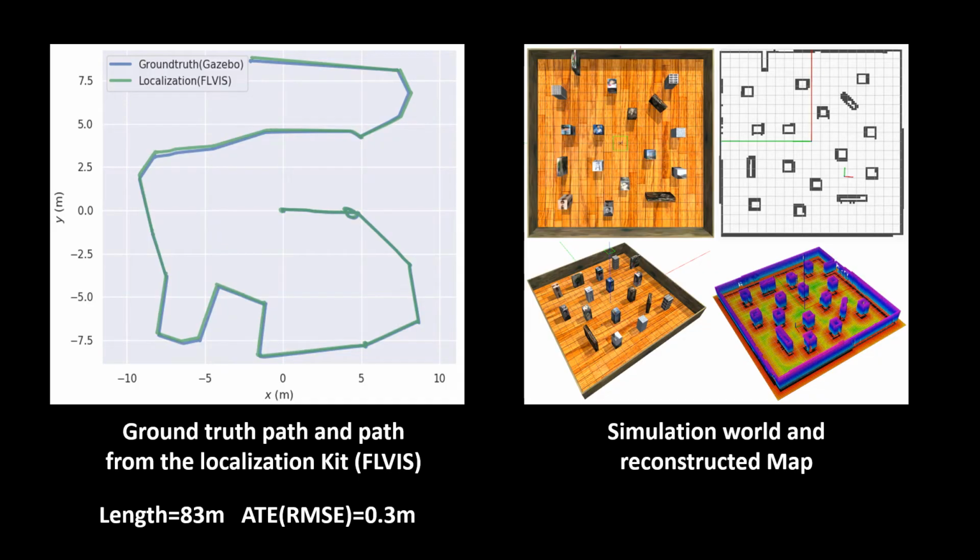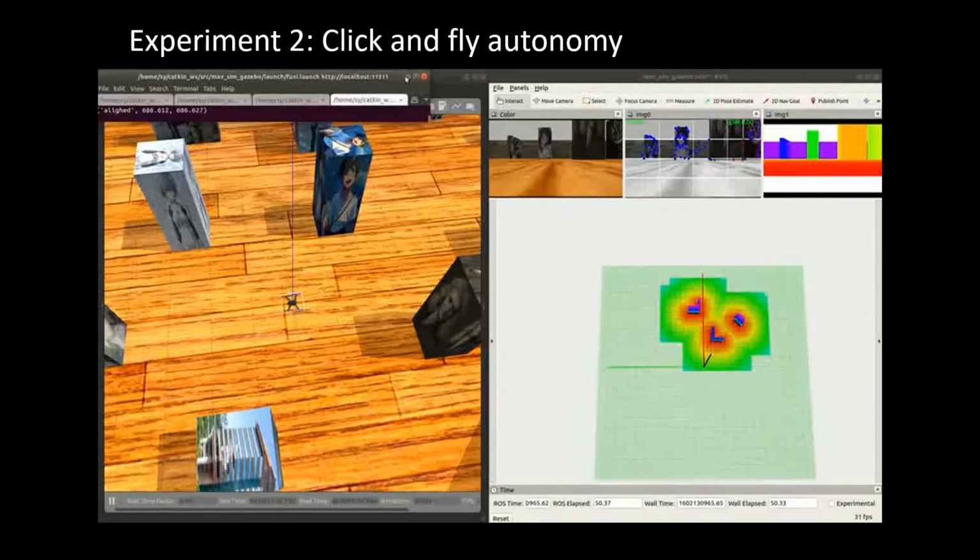To evaluate the system performance, we plot the ground truth path and the estimated path from the localization kit. The total length of the path is 83 meters, and the absolute translation error is less than 0.3 meters. Besides, good agreement between the simulation world and reconstructed map can be observed, which means that the localization and mapping kits work out fine in the simulator.